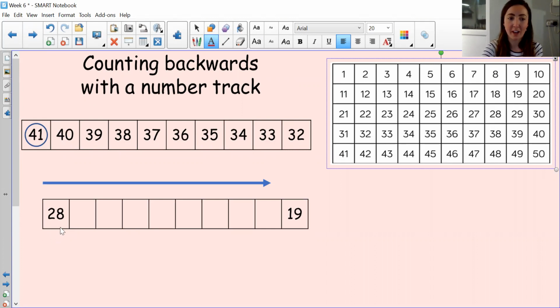Okay, now it's your turn. So we're starting with 28, and then the number we're going to stop at is 19. So we can tell that we're counting backwards because 19 is less than 28. So can you now pause the screen to work out what the missing numbers are?